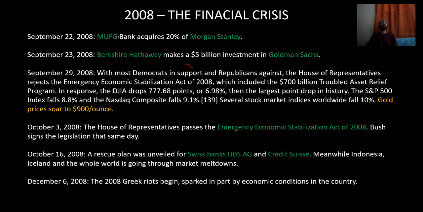September 22nd, MUFG Bank acquires 20% of Morgan Stanley. Berkshire Hathaway, the company of Warren Buffett, makes a $5 billion investment in Goldman Sachs. September 29th, with most Democrats in support and Republicans against, the House of Representatives rejects the Emergency Economic Stabilization Act of 2008. Basically, the $700 billion relief fund proposed by Paulson was rejected.